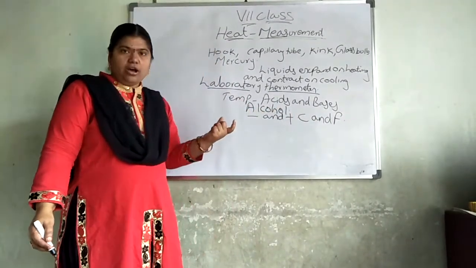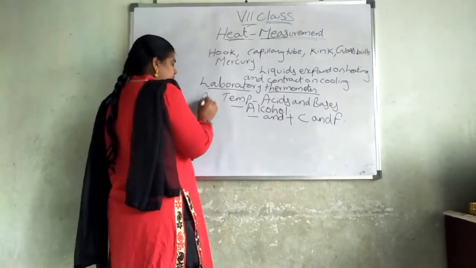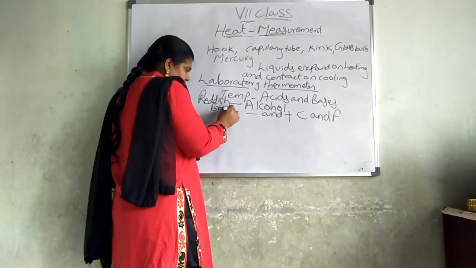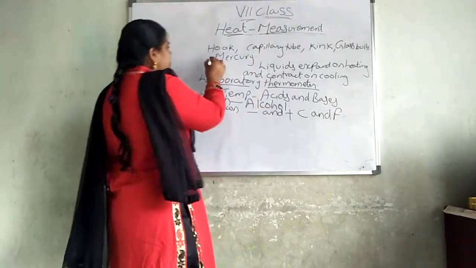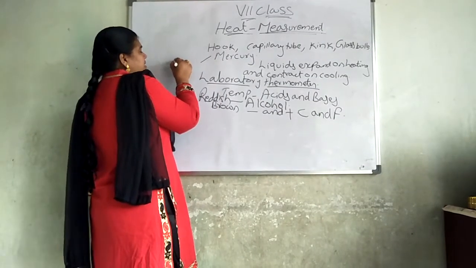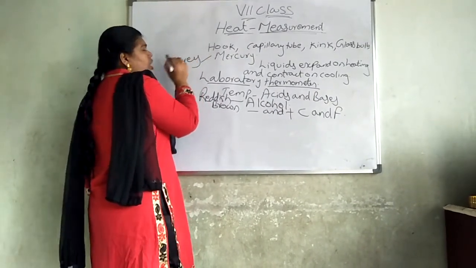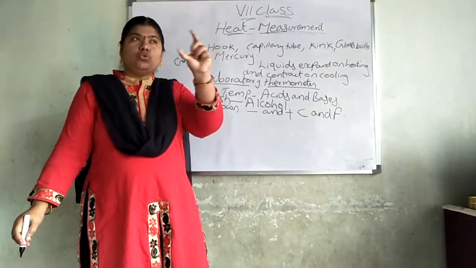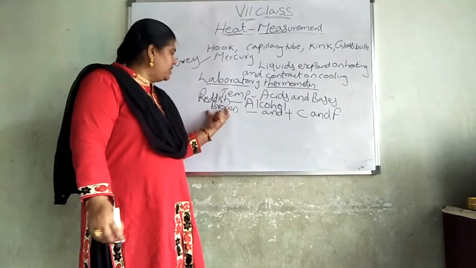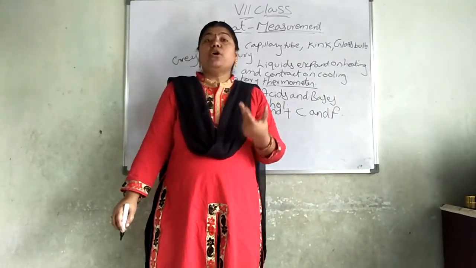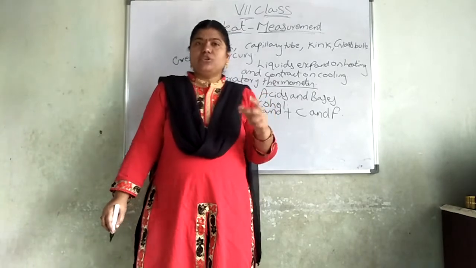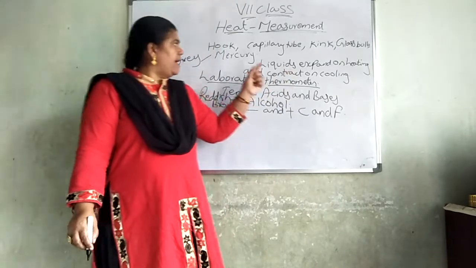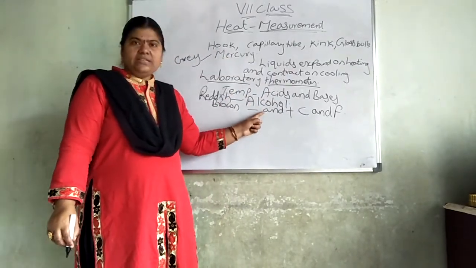Why are we taking alcohol? The color of the alcohol is reddish brown. The mercury is gray in color, and sometimes it will not be visible to us to note the exact reading. If it is alcohol, it is reddish brown in color, so it is possible for us to note down the reading. So in a thermometer we can have two liquids: one is mercury, the other is alcohol.